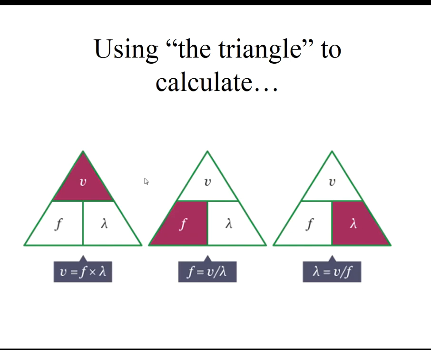Okay, so anyway, here's this little triangle that I mentioned. You can see here that V is equal to F times lambda, so the F and the lambda are next to each other. F is equal to V over lambda because the V is on top of the lambda, and lambda is V over F because the one is on top of the other.